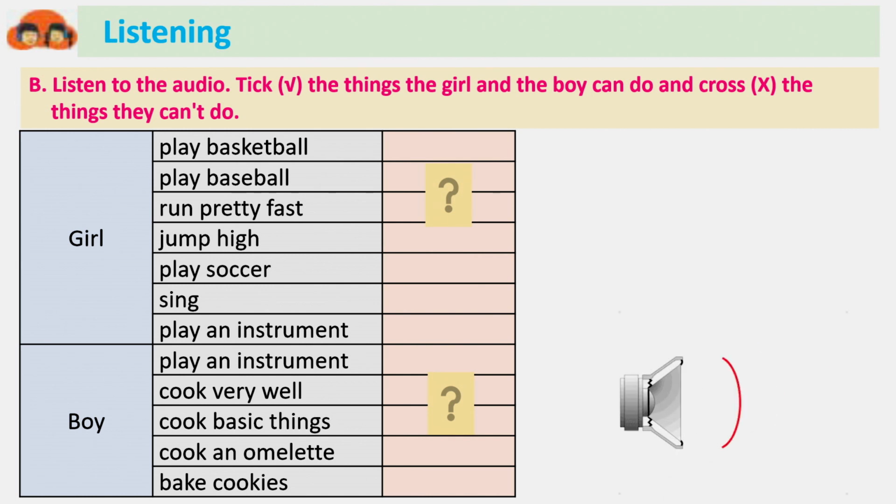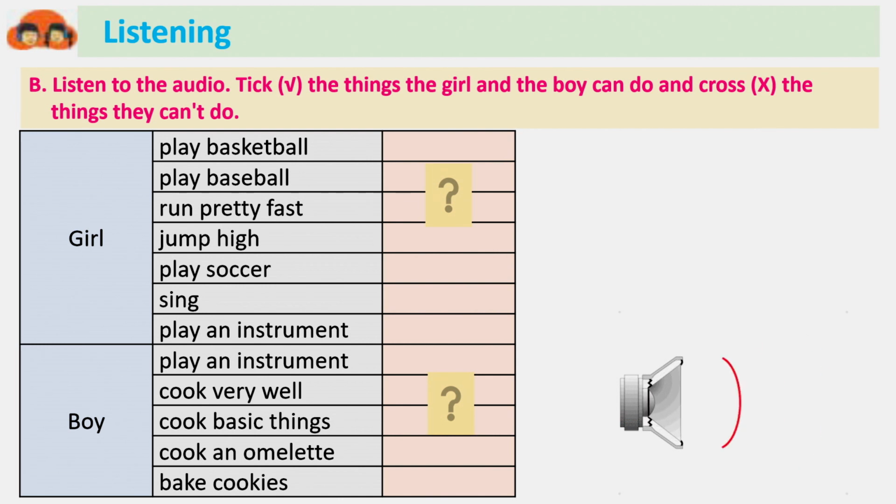So, Billy, are you good at sports? I am pretty good at sports. I can play basketball and baseball, and I can run pretty fast, but I cannot jump that high. Can you play soccer? No, I cannot play soccer well because I am not good at kicking the ball.